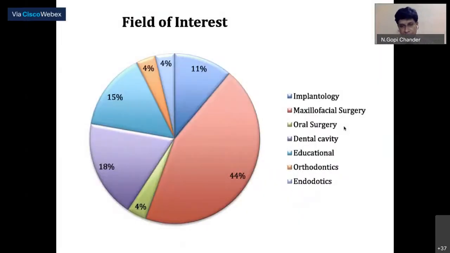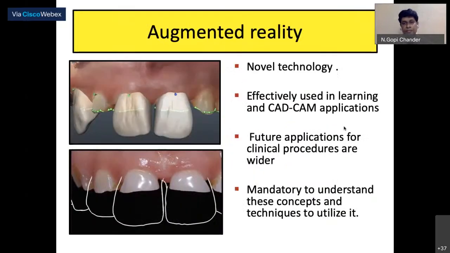In the present scenario, it is widely used in maxillo-facial surgeries, in planning the treatments and presenting to the patients. Next is the 18% that's been used in cavity restorations. Next is the education systems as an educational model. Of course, it's used in other aspects like your endodontics, implantology, and major components used in your CAD CAM restorations. It has got greater prospects in clinical procedures in the near future.